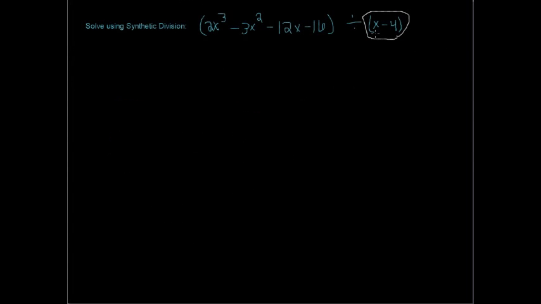So, find the opposite of the constant term. X is a variable, not a constant term, which means minus 4 is the constant term. Find the opposite, so that's going to make it positive 4. Put that over here. Then we draw a little box here to separate it.